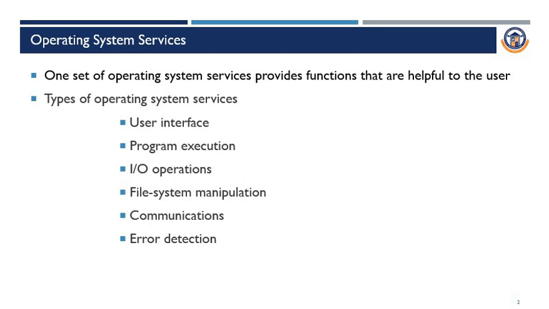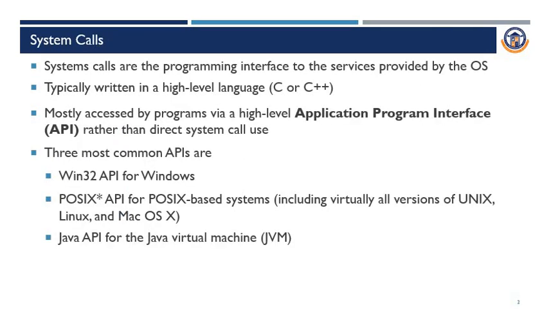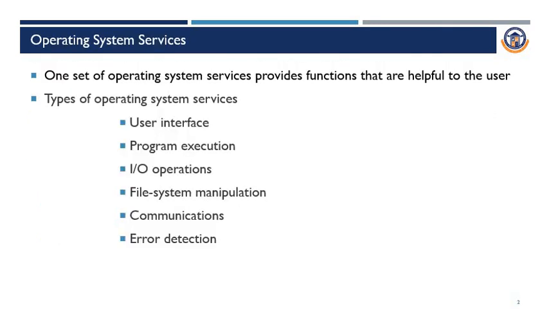Then types of the operating system and its services. An operating system provides a user interface, program execution, I/O operations, file system manipulation, communication, and error detection. These are the major services in an operating system. Without using these services, we cannot run the programs or other applications.